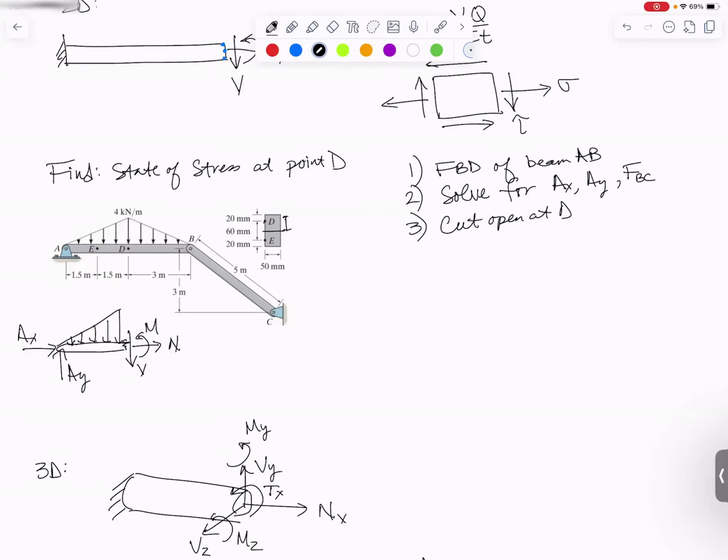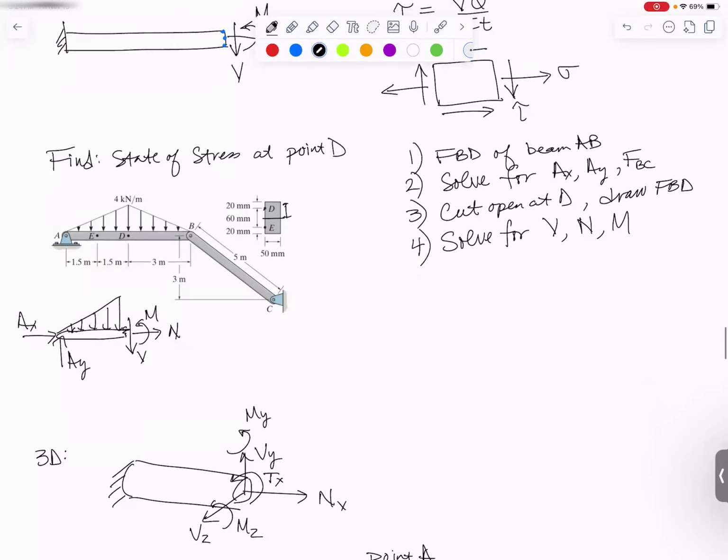So we cut open at D and draw another free body diagram. You are not getting out of this final exam without drawing some free body diagram. What do we do with the free body diagram? We're going to solve for V, N, and M, our internal shear force, internal normal force, and internal bending moment. Now, once we've found those, we can actually go and grab shear stress and normal stress. Normal stress is going to be plus or minus N over A, plus or minus My over I. And our shear stress would be VQ over It.